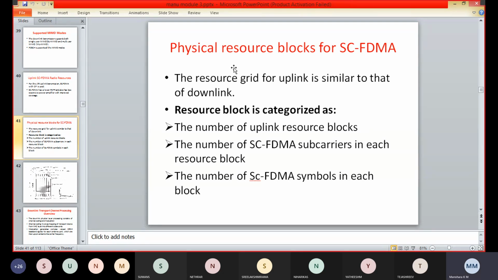Before going to the physical resource blocks of SC-FDMA, we have the frame structure. For the frame structure type 1, the uplink frame structure is similar to that of the downlink. The difference is that now we talk about the SC-FDMA symbols and the SC-FDMA subcarriers. In the frame structure type 1, an uplink radio frame consists of 20 slots of 0.5 milliseconds each, and one subframe consists of 2 slots.